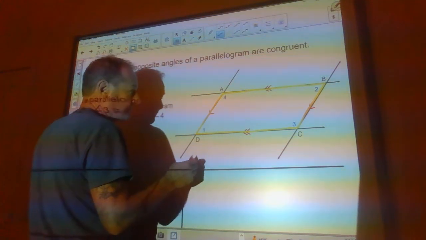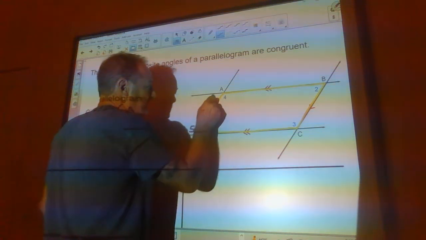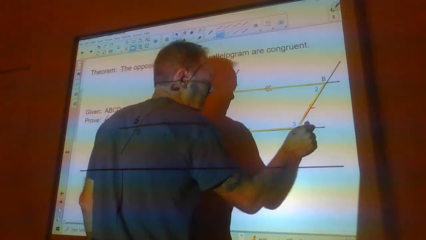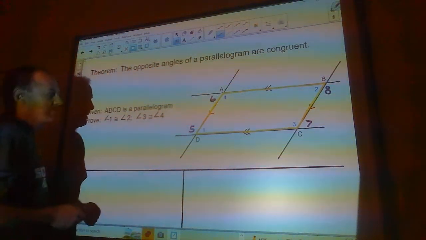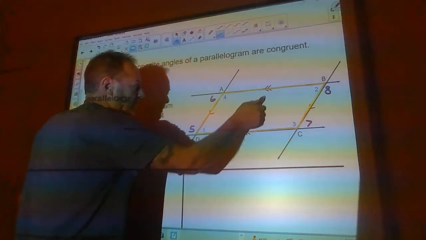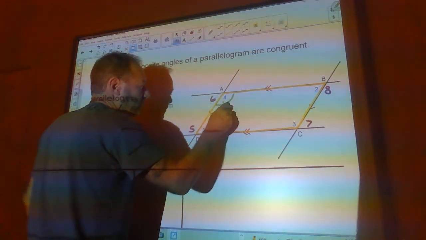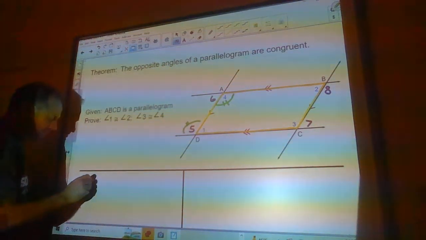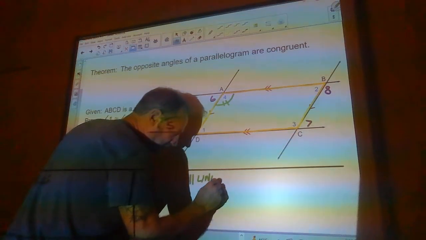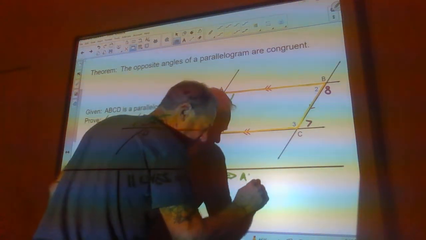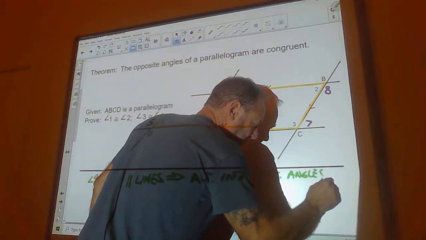We could call these 5 and 6 and 7 and 8. We might need some other angles too, but we can start with this. Since these two sides are parallel, alternate interior angles are equal. So that tells me that angle 4 is equal to angle 5, because parallel lines imply alternate interior angles are equal.